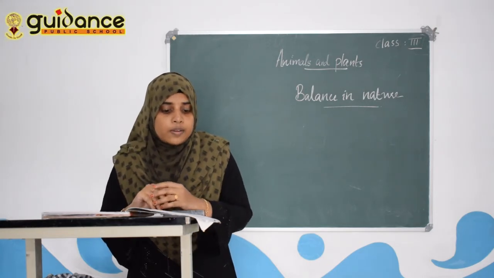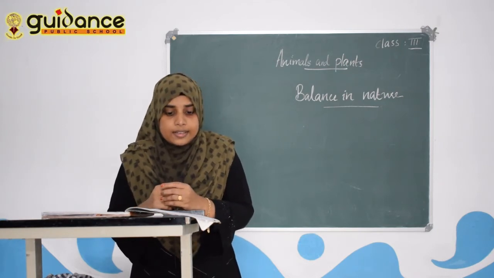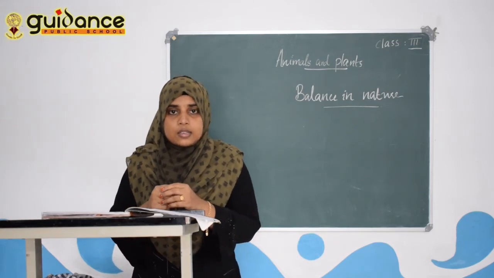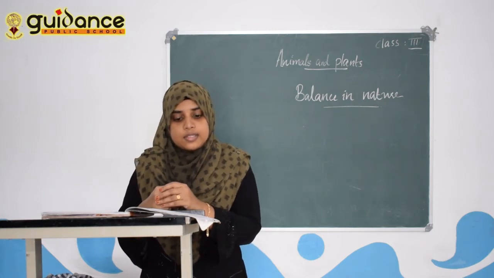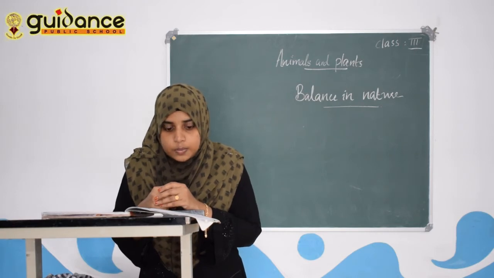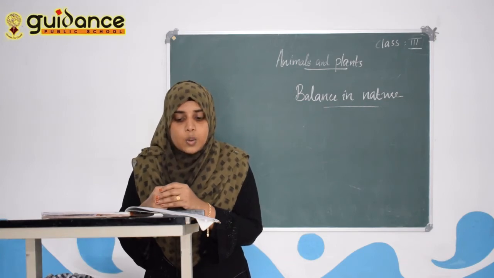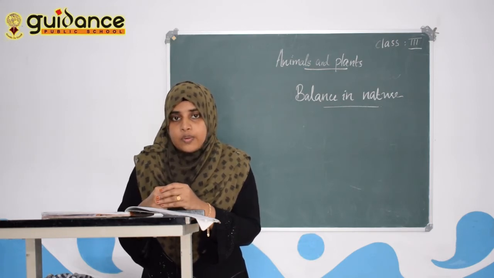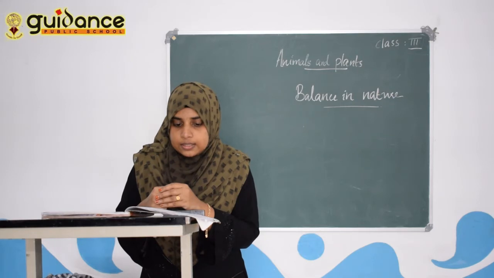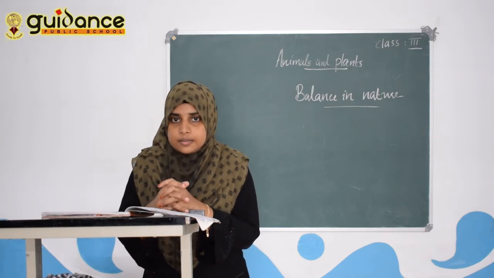Now we are going to our textbook exercise. First one is tick the correct answer. First question, these animals eat other animals. Which animals? A, lions and tigers. B, cows and buffaloes. C, lions and cows. What is the answer? A, lions and tigers is the correct answer.